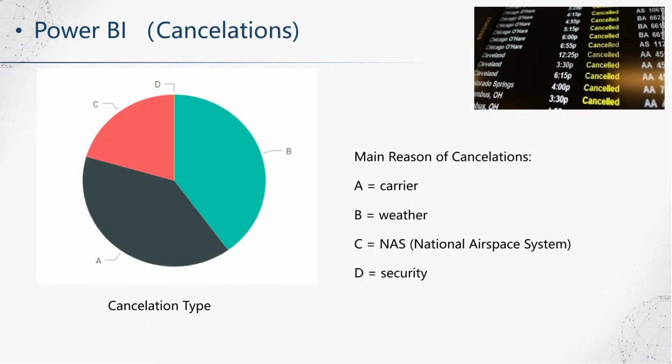The final outcome from Power BI is the cancellation type. This pie chart shows the proportion of different kinds of flight cancellations. A is carrier, B is weather, C is national airspace system, and D is security. And it is clear that the majority of flight cancellations are because of the carriers and the weather.